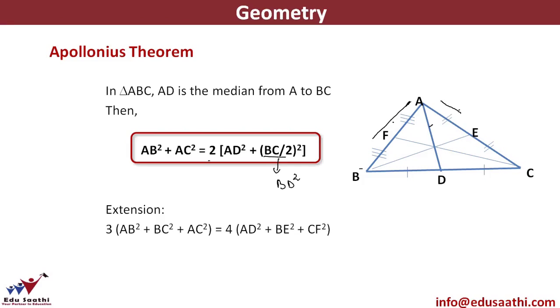The final result is that 3 times the sum of squares of the sides of a triangle, that means AB square plus AC square plus BC square, is 4 times the sum of squares of the lengths of the medians. So AD square plus BE square plus CF square. So you can say that the length of a median is less than the sum of the lengths of the sides.